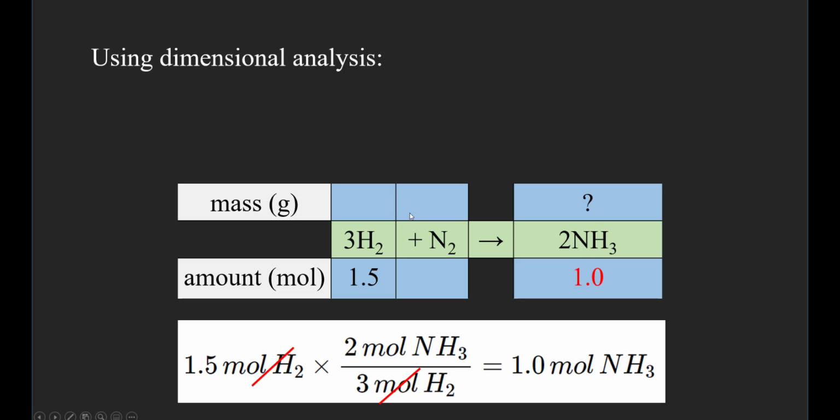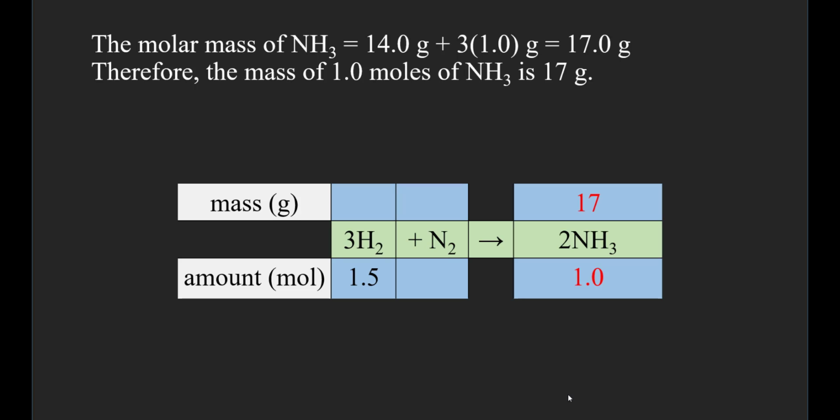Start with 1.5 moles of hydrogen. There are 2 moles of ammonia that will be produced for every 3 moles of hydrogen. The moles of hydrogen cancel, and I end up with the moles of ammonia, which is just 1. At this point, there's no reason to write a ratio out. We can just find the molar mass of ammonia. It's 17, and since we've made 1 mole, the answer is going to be 17 grams will be made.